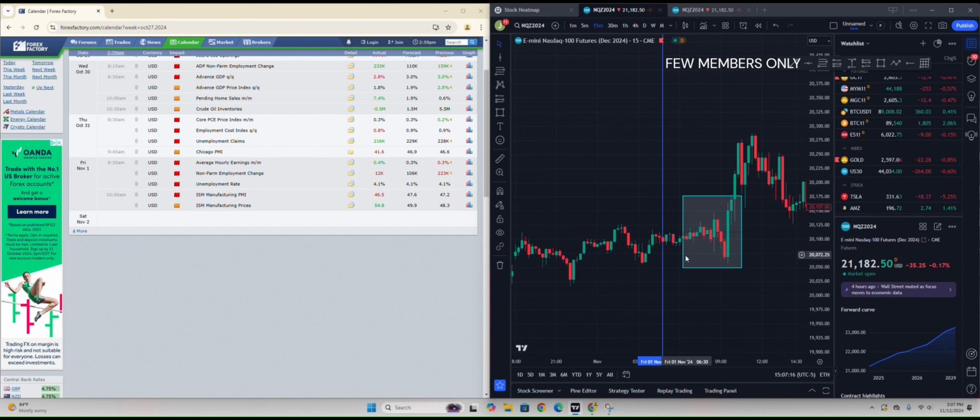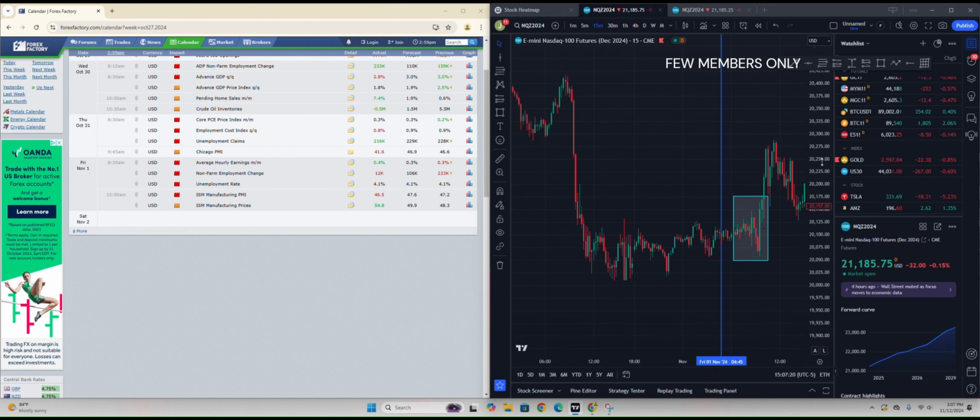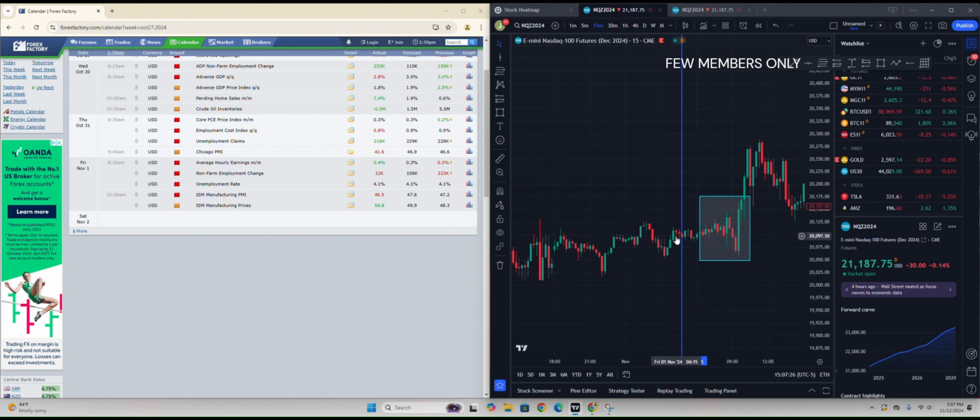As you can see, we are in a consolidation, up and down, up and down, up and down. But over here, it basically broke the structure. Let me explain.